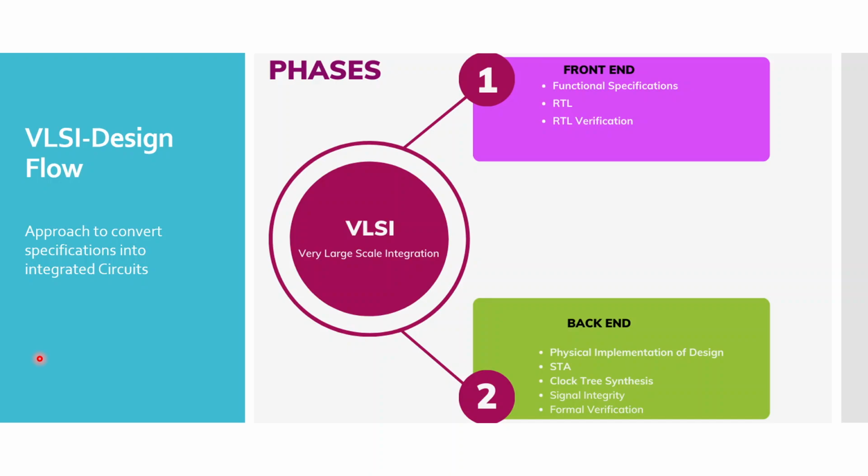And to do this, VLSI is categorized into two sections, called phases of VLSI: the front end and the back end. Very briefly, the front end includes functional specification, RTL, that is register transfer level, and RTL verification. However, the back end requires physical implementation of the design. Now, what do you mean by physical implementation of design? That is the actual fabrication.